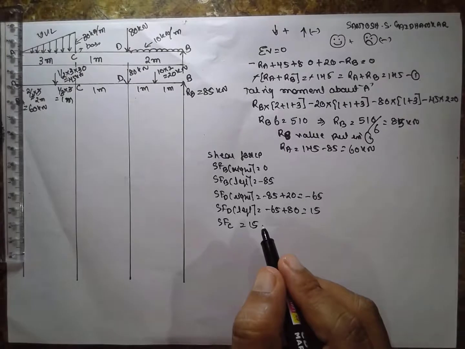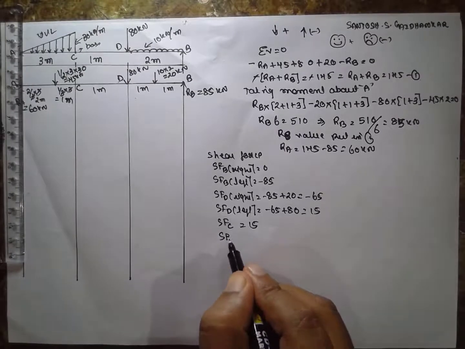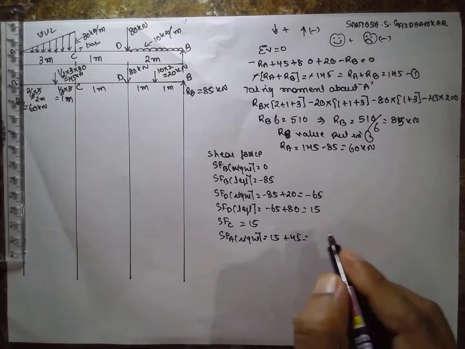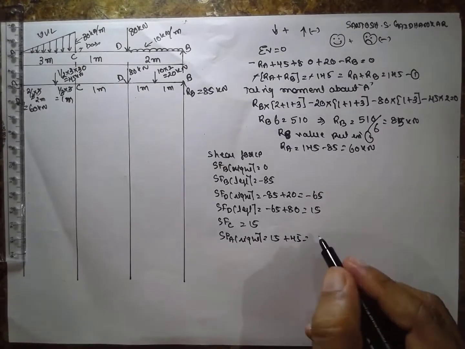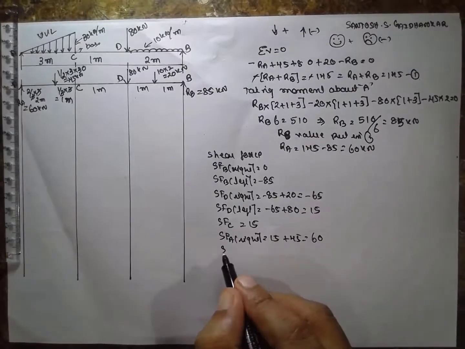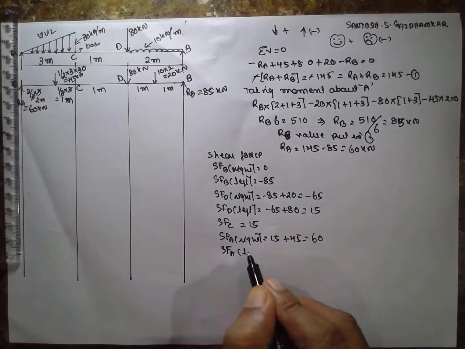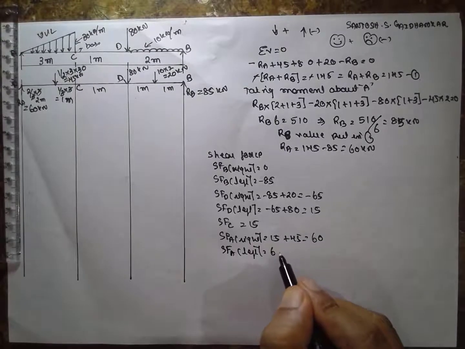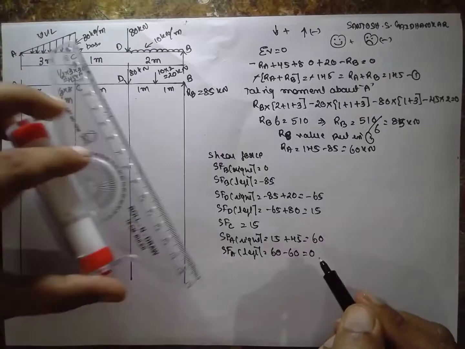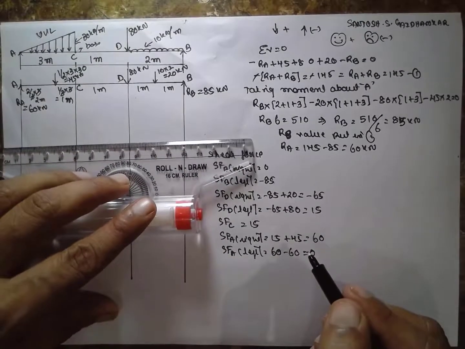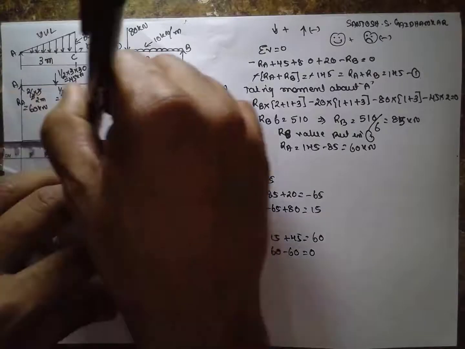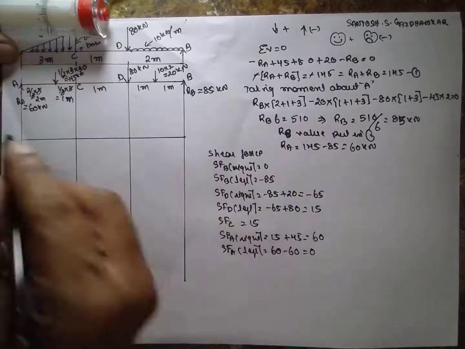At A there is a load, therefore SF at A right side, 15 plus 45, 60. Now SF at A left side, 60 minus 60 is equal to 0. Now draw the shear force diagram here.